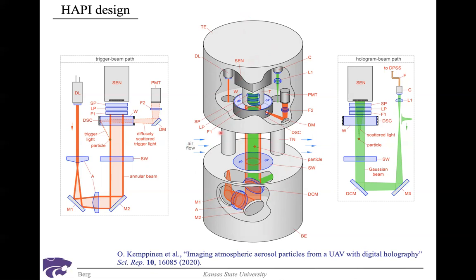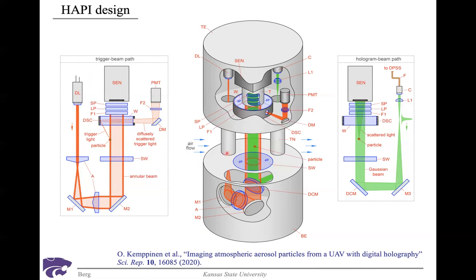Now, if we focus on the red light over here at the left, what's going on is we have a diode laser that gets passed through an Axicon lens and then fanned out into an annular beam, so a beam that's hollow on the inside. And then that annular beam comes up through this window at the bottom right here, and then goes on up towards the sensor, although it doesn't reach the sensor.